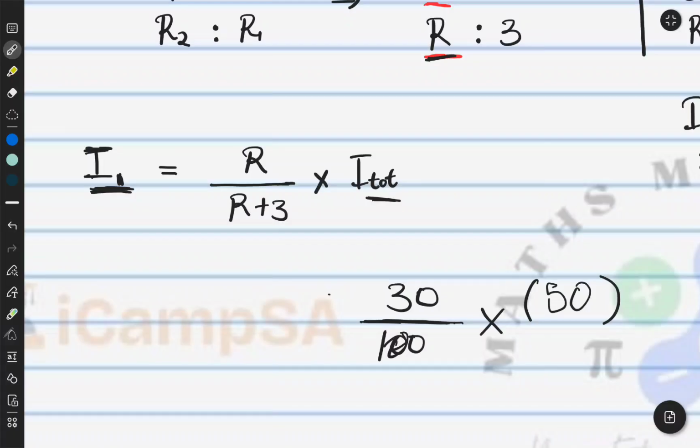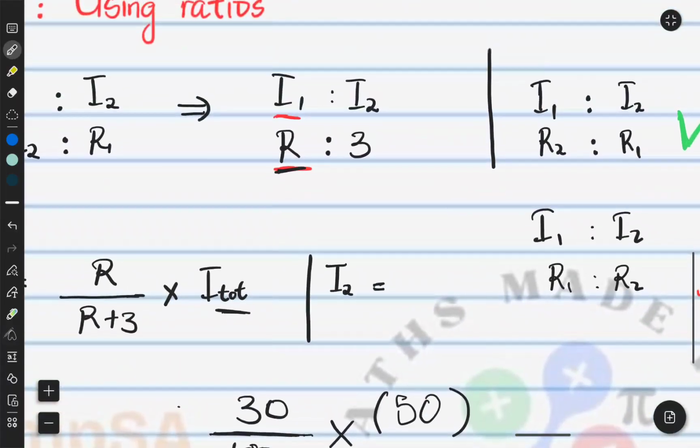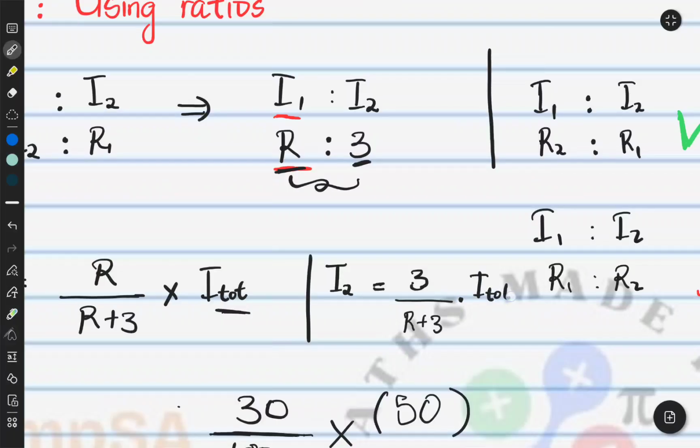How much of the total current will be distributed to I1, and how much will be distributed to I2? So if I wanted I2, I would say I2 is equal to, I go to I2, that's my numerator, 3. My denominator is always the same, which is the sum of the ratio. That would be R plus 3 times now my total current. Right, that's how you would find it. So for current, this is how you do it.